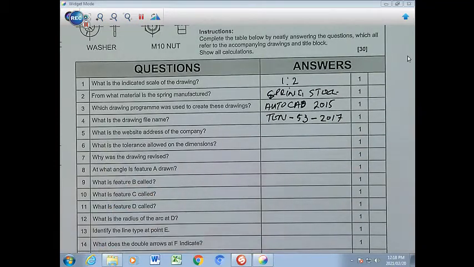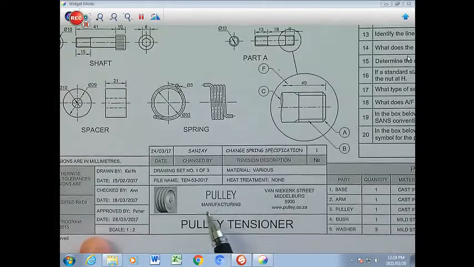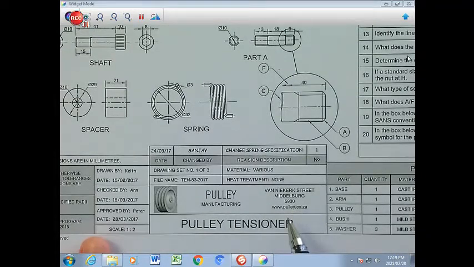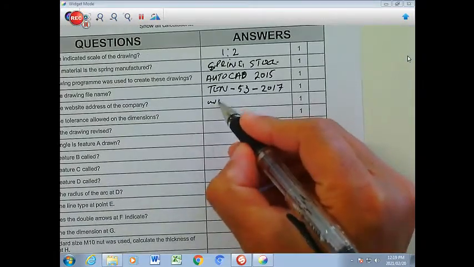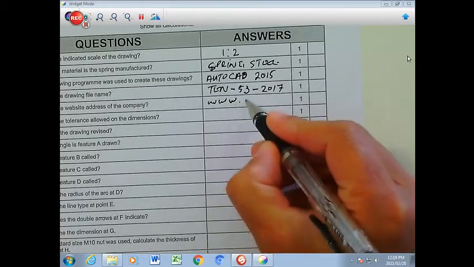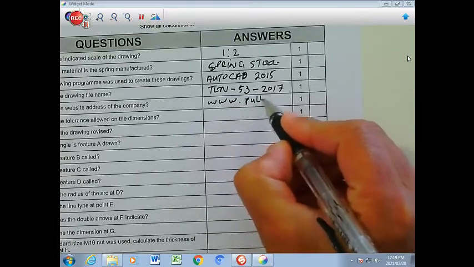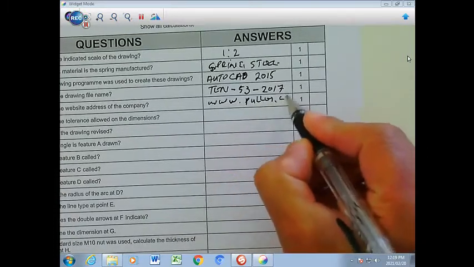Question number 5. What is the website address of this company? So we're going to go down to the title bar again. There's the company. It's in Middelburg. It is www.pulley.co.za.